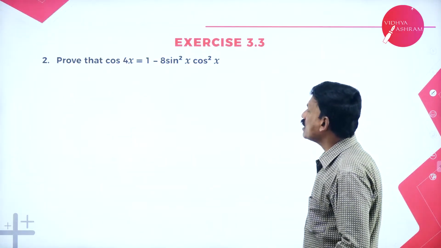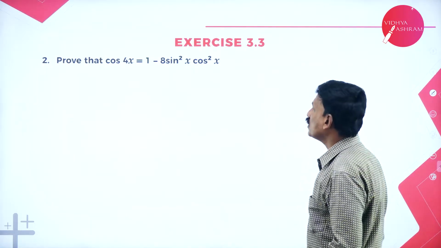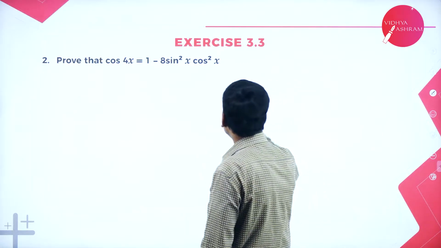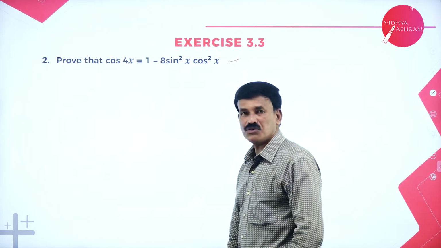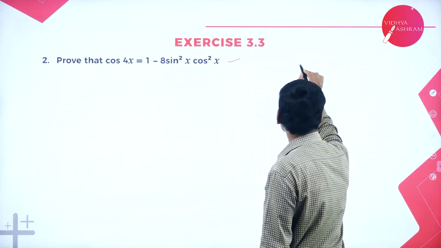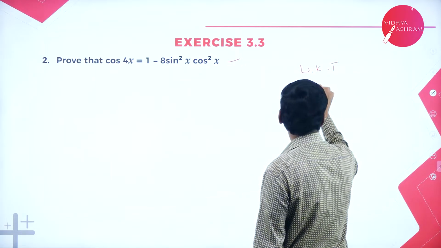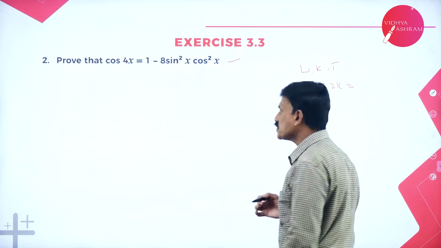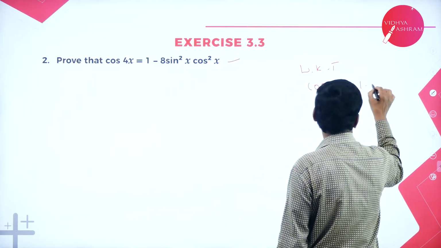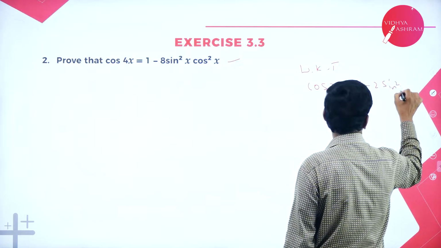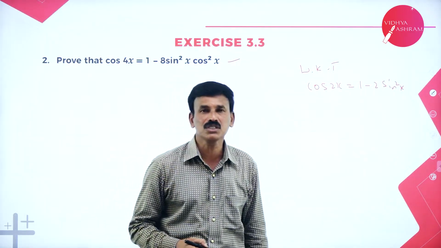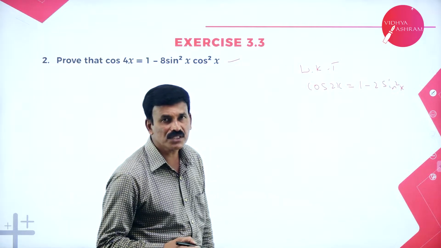Now, prove that cos of 4x is equal to 1 minus 8 sine square x into cos square x. This is an important problem and an easy problem. Now, we know this formula. Using this formula, for multiple angles of A or x, cos 2x is also equal to 1 minus 2 sine square x. Right, cos 2x is equal to 1 minus 2 sine square x. Using this formula, we can simplify this problem.